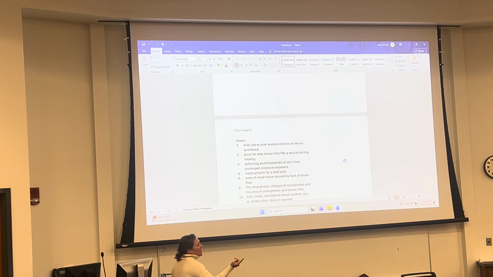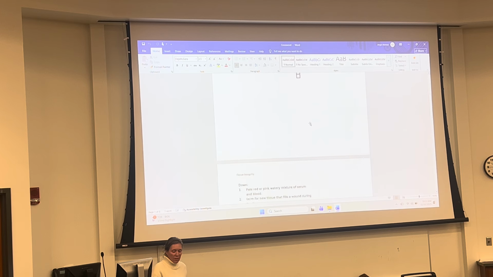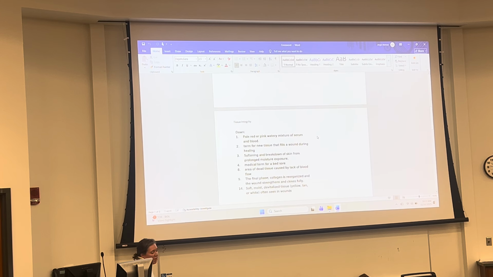So we'll start with Allie, since you're in the front here. What's the term for pale red or pink watery mixture of serum and blood? One down. It's a long one, and it's actually two words. Pale red or pink watery mixture of serum and blood. What do you think? Any ideas? No clue? All right, anybody want to help her? Emily? Serosanguinous exudate, is it?